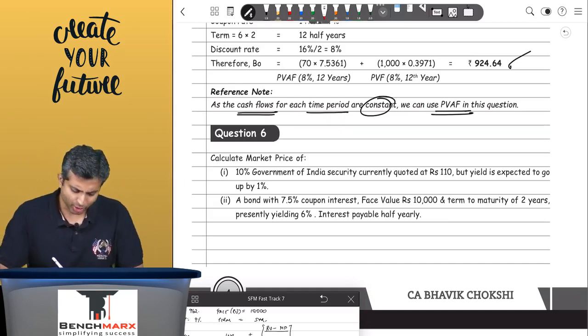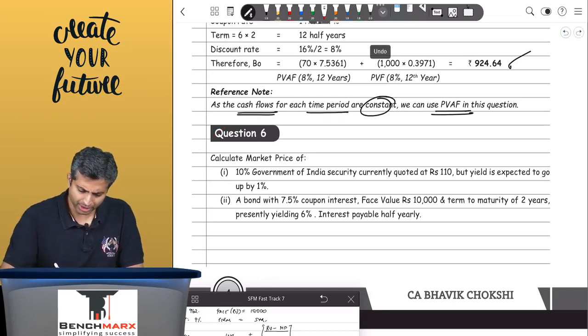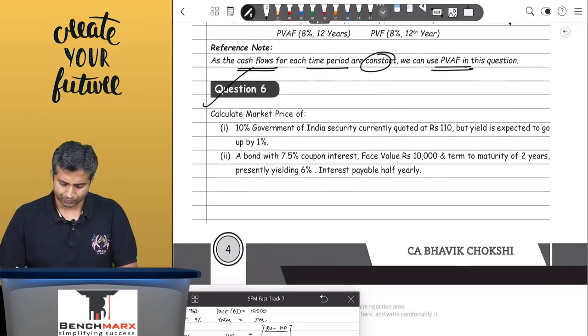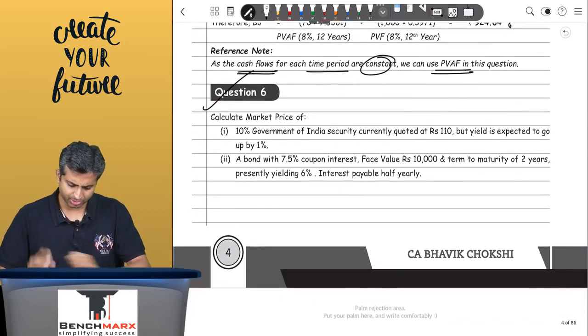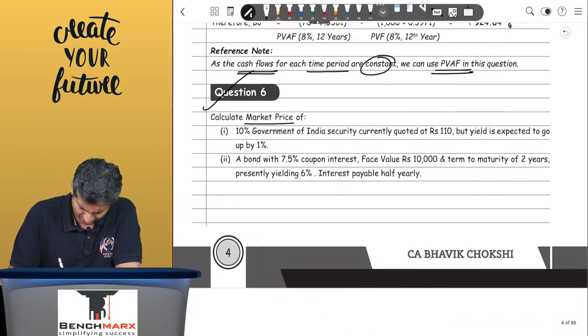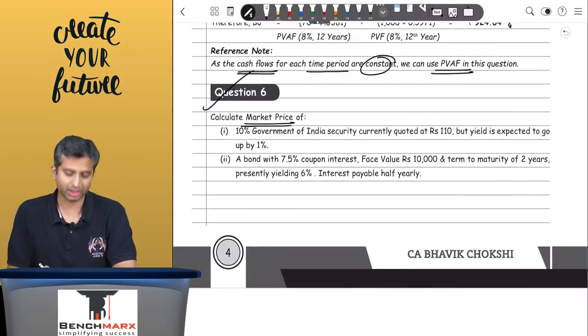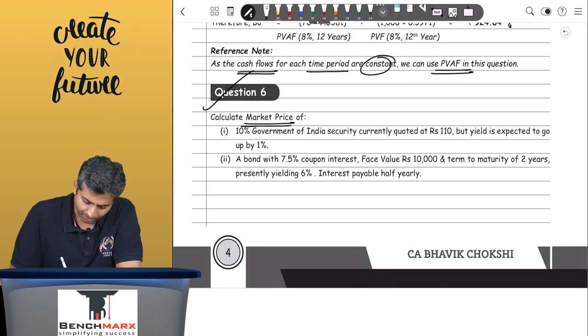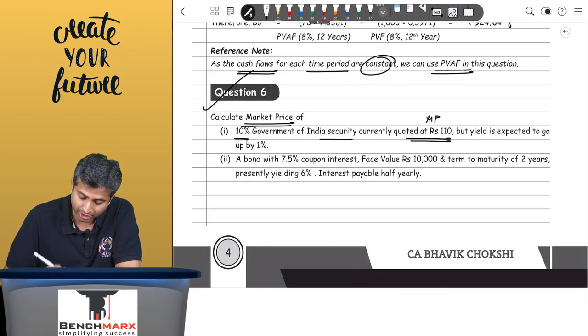Okay, so let us go to question number 6 now on page number 4. So let us read question number 6. What are we supposed to do? Sir, we are supposed to calculate the market price of sub point 1, a 10% government of India security currently quoted at 110. Quoted would mean the current market price is 110, but the yield is expected to go up by 1%.